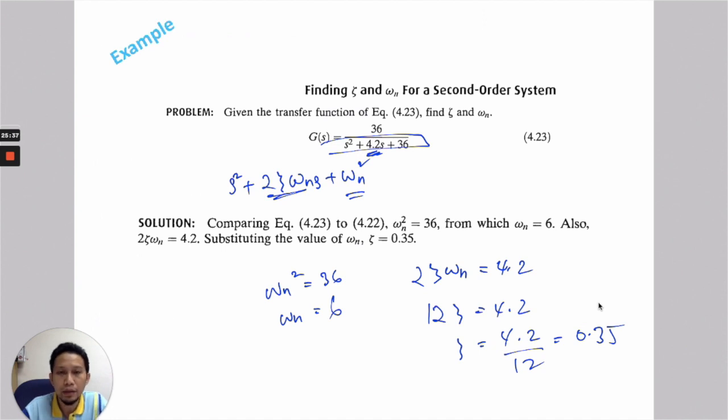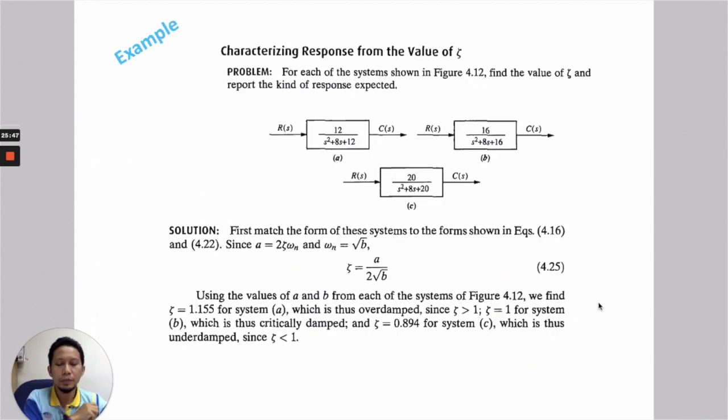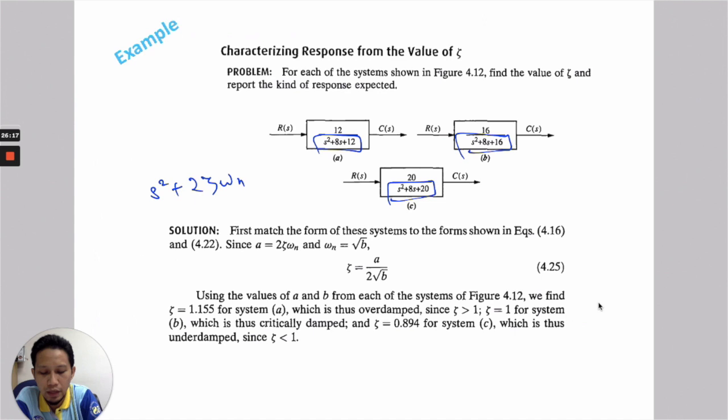Okay, this is very simple. We just compare the characteristic equation of the prototype of the second order system with the real values. And we have another example here. Again, we can compare the values of this characteristic equation for each figure here. We take these values and compare them with the prototype of this second order system, s squared plus 2 zeta omega n s plus omega n squared, and then we can find the value of zeta as we calculated in the previous examples.